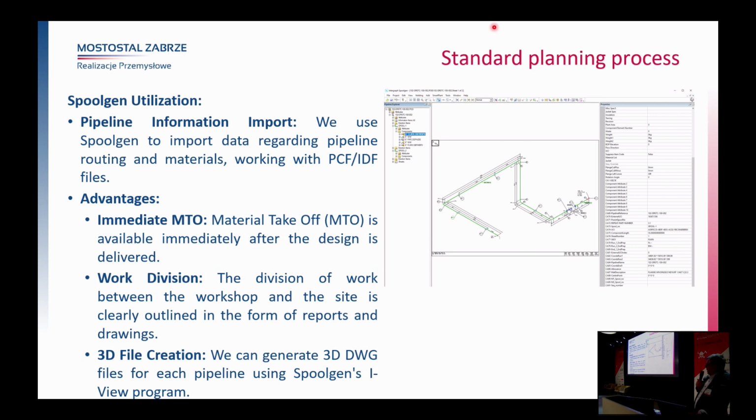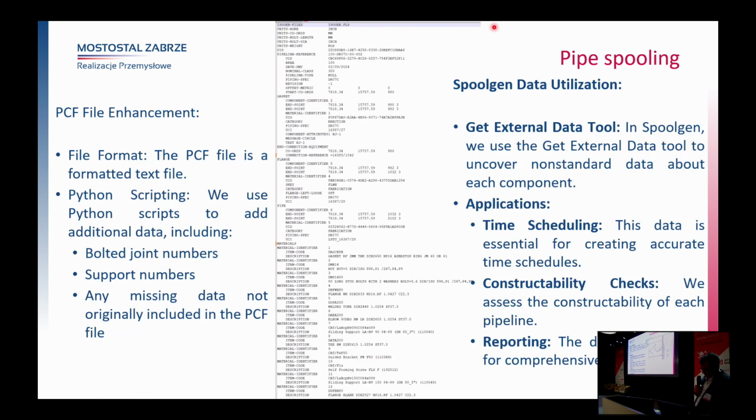And we are also using this tool to create 3D DWG, so AutoCAD drawings, which we can use to recreate and present how each spool looks in the 3D model. This is an example, maybe not seen, but this is a human readable format of presenting how the pipeline is built.